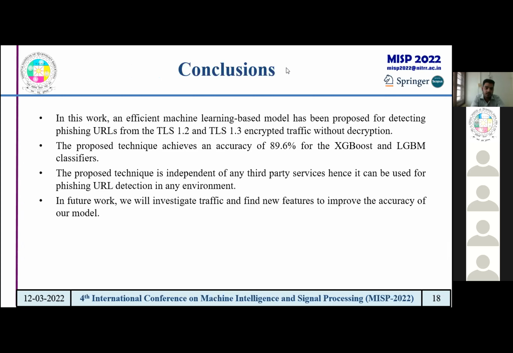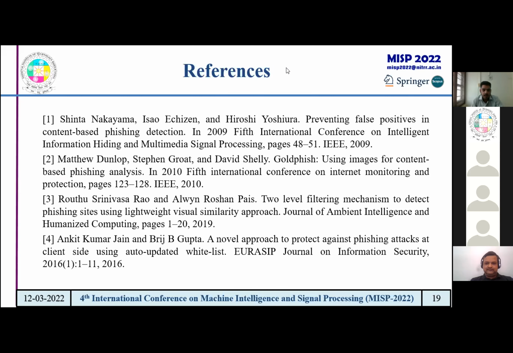So in our work, we developed an efficient machine learning based approach for detection of phishing URLs from TLS 1.1 and TLS 1.3 encrypted traffic without decryption. And as I said earlier, it is not dependent on any third-party services, so we can deploy it in any environment, which helps us in the classification of phishing URLs. These are the references which I have followed.